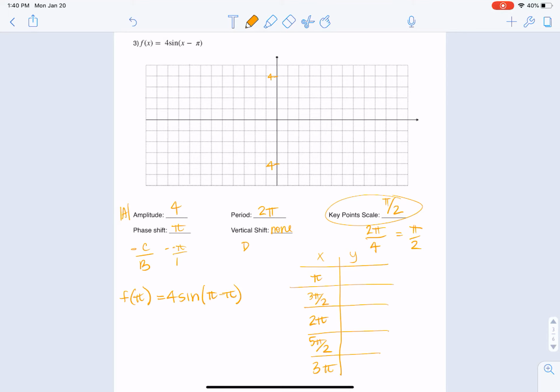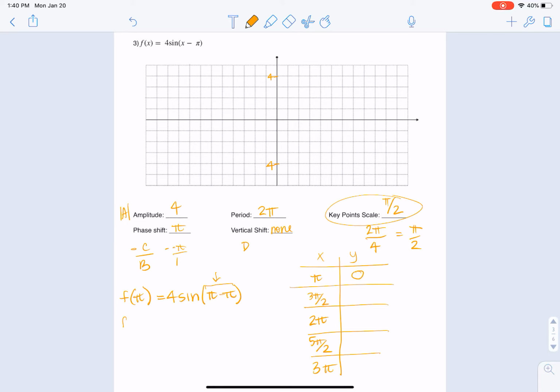And notice how when we fill in these values, the very first piece that we end up getting here should always simplify what's in your parentheses to 0. And that's why we use our phase shift to help us start our table, so we can figure out where we should be starting and where my parent function graph would be starting. So 4 times sine of 0, this is just going to put me at 0.